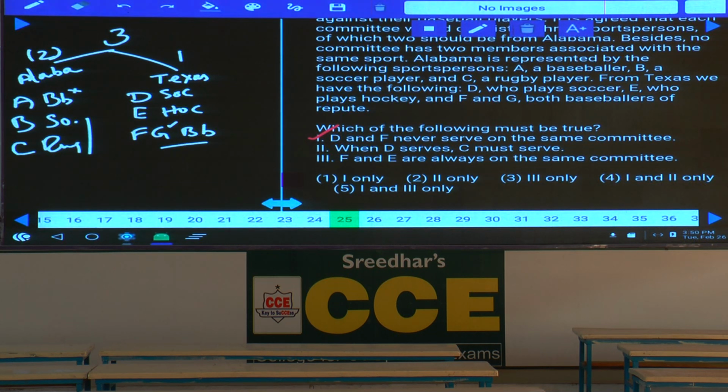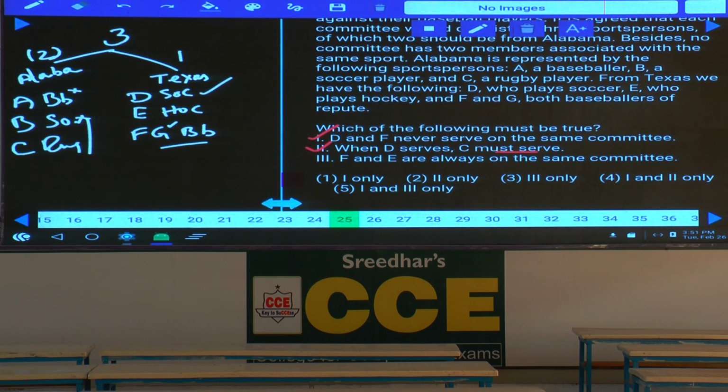When D serves, then C must serve. When D is serving, is it true or not? When D serves, he is playing soccer. B should not be in that committee. Then A and C must be in that committee. Then C must serve. This is also true. Isn't it? Then coming to the third.